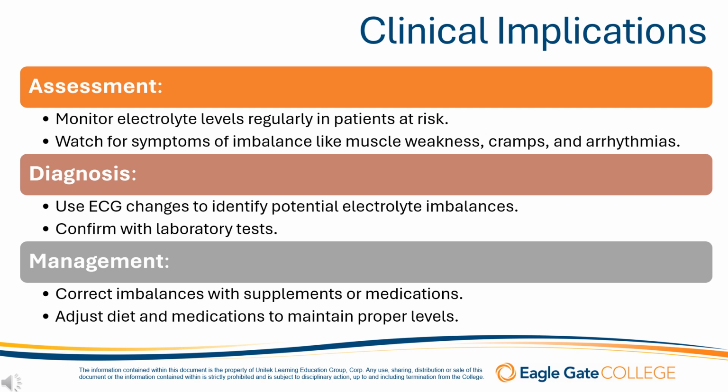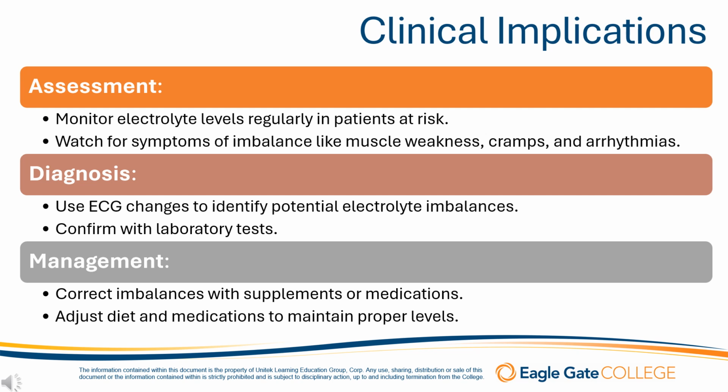The ECG is a valuable tool for identifying electrolyte imbalances. Remember, hyperkalemia can cause peaked T waves, widened QRS complexes, and even absent P waves. Hypokalemia may show flattened T waves, U waves might be present, and we might have a prolonged QT interval. Hypocalcemia can lead to a prolonged QT interval, while hypercalcemia can shorten it. Magnesium imbalances may present with ECG changes similar to those of calcium imbalances due to its role in regulating calcium and potassium. Always confirm suspected electrolyte imbalances with lab tests.